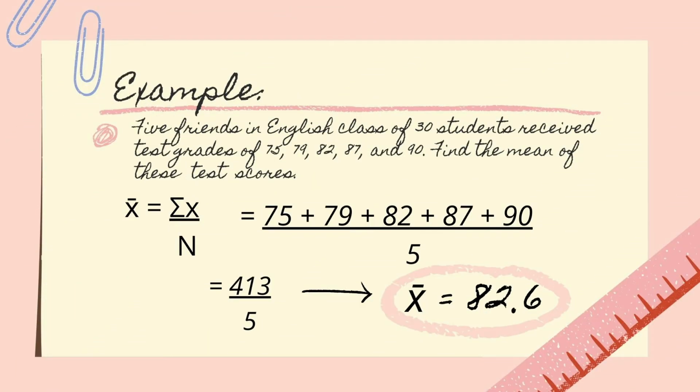For example, 5 friends in an English class of 30 students received test grades of 75, 79, 82, 87, and 90. Find the mean of these test scores. Using our formula, summation of x over n, we're going to add up all the test grades. Since we only have 5 scores, we're going to use 5 as our n. Adding all the test scores, we have 413 over 5. We divide it, and x̄ is equal to 82.6.